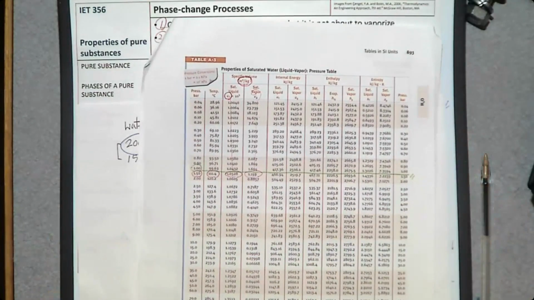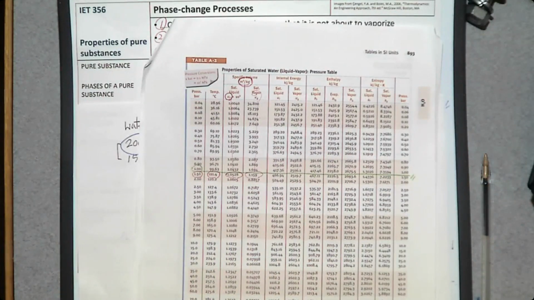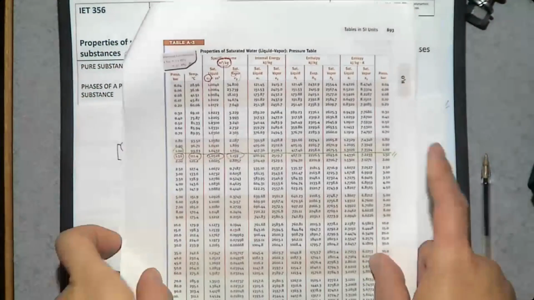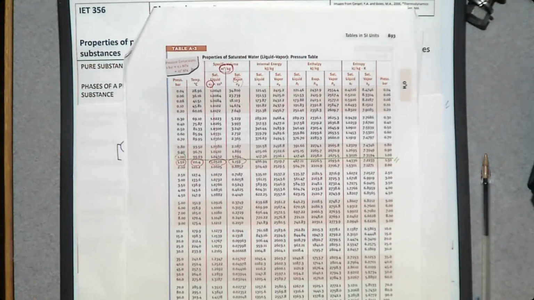This is table A3. If you read this title, properties of saturated water pressure table, then let me explain how to read this table. This is the pressure that you know, and any numbers to the right are the properties that you can use to make the property diagram. So what is the pressure? 200 kilopascal. So let's find 200 kilopascal. The first column is pressure. So where is 200? Oh, these numbers look pretty small.